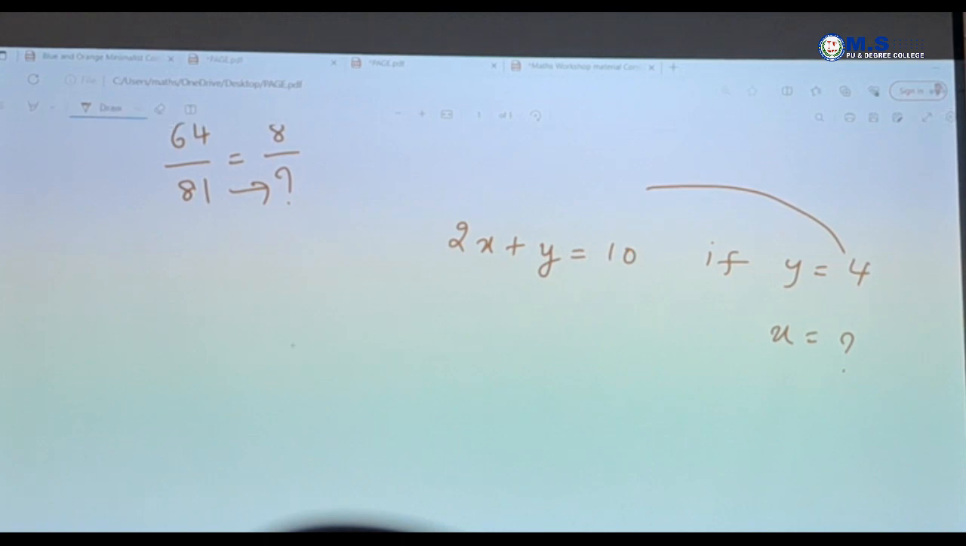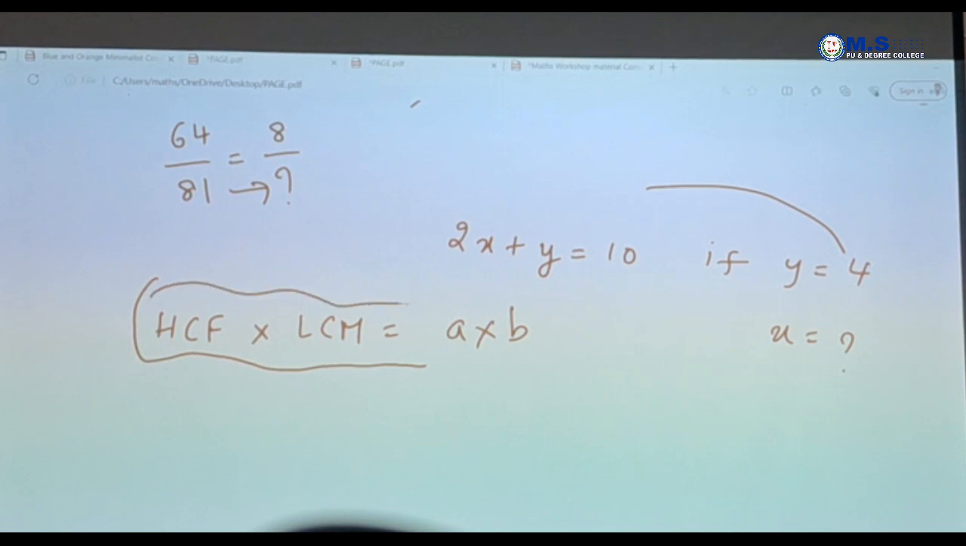Next question. If A and B are any two positive integers, the LCM of A comma B is what? We know that the HCF times LCM of two numbers equals the product of the two numbers. Based on this, you can expect 1 or 2 more questions also.